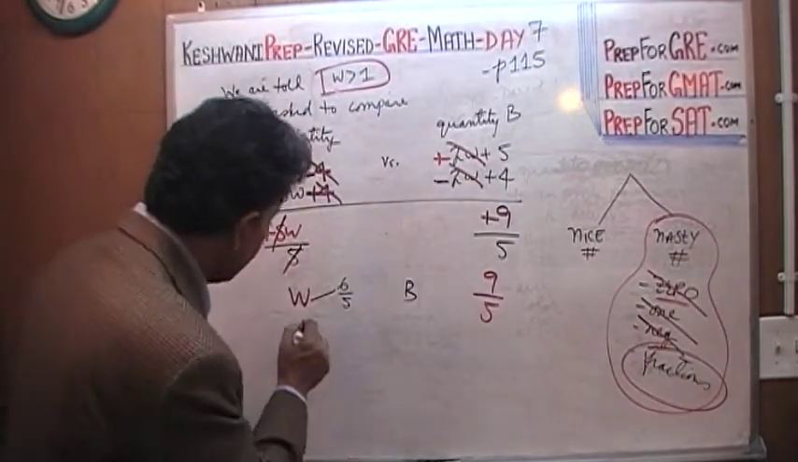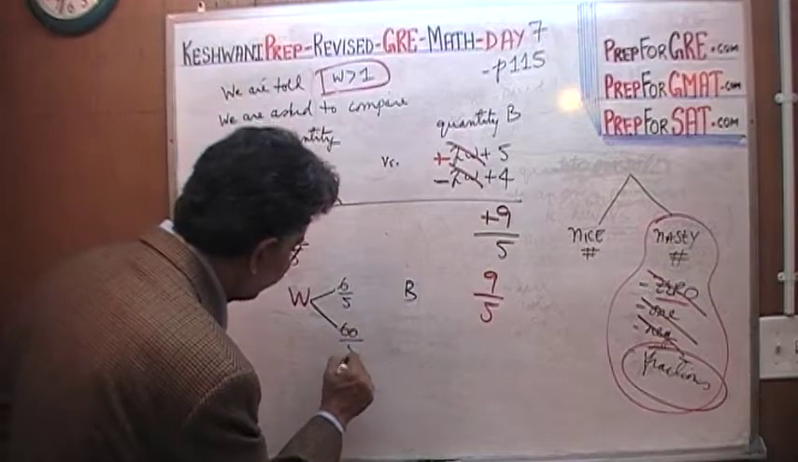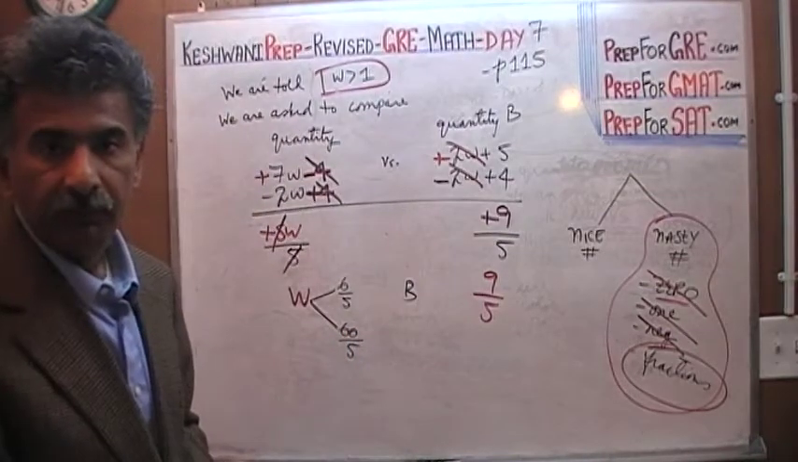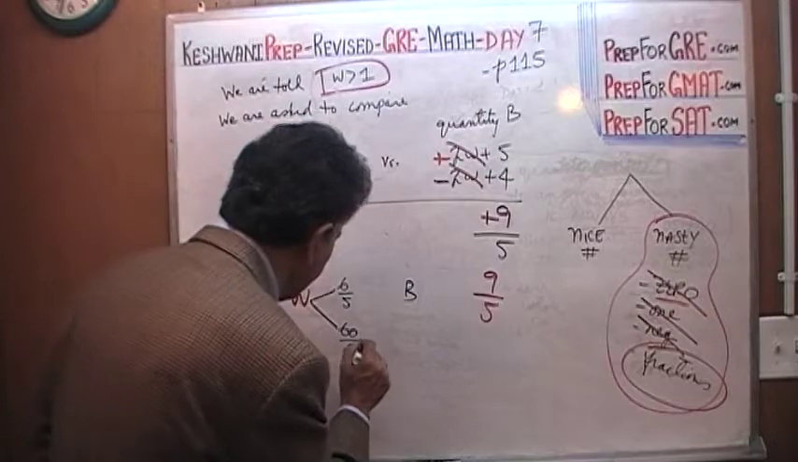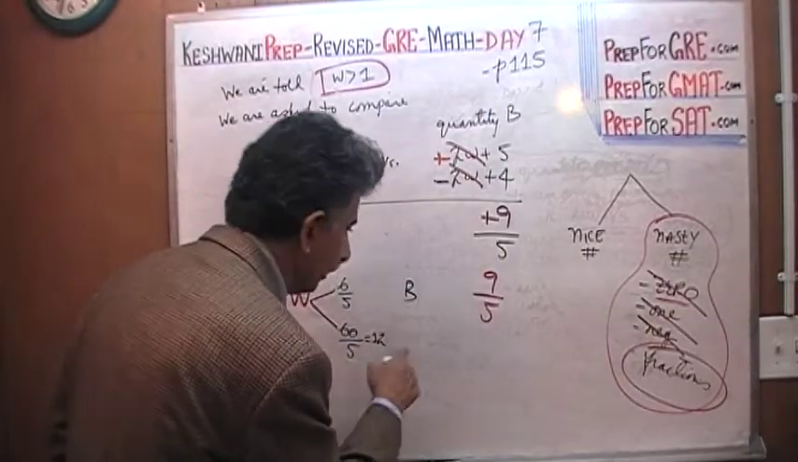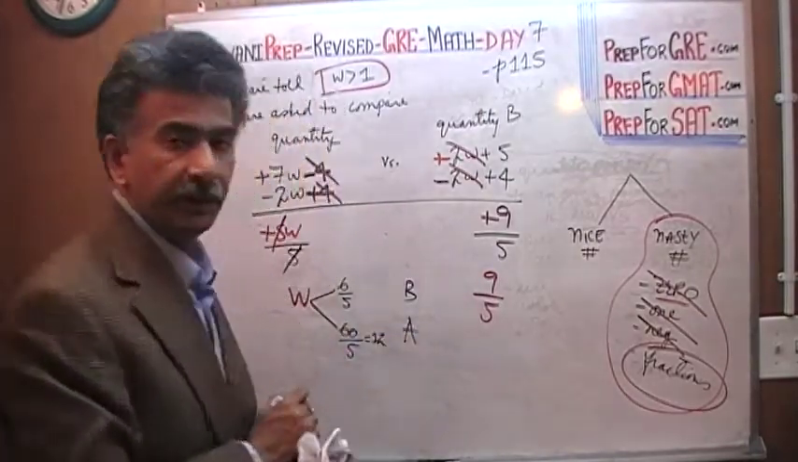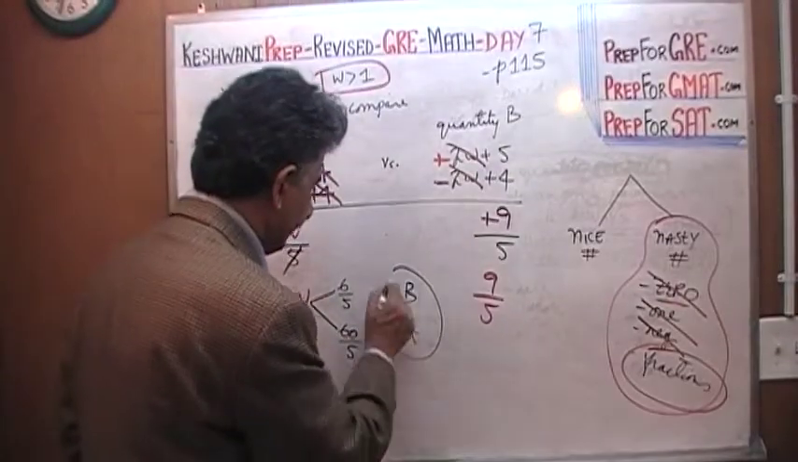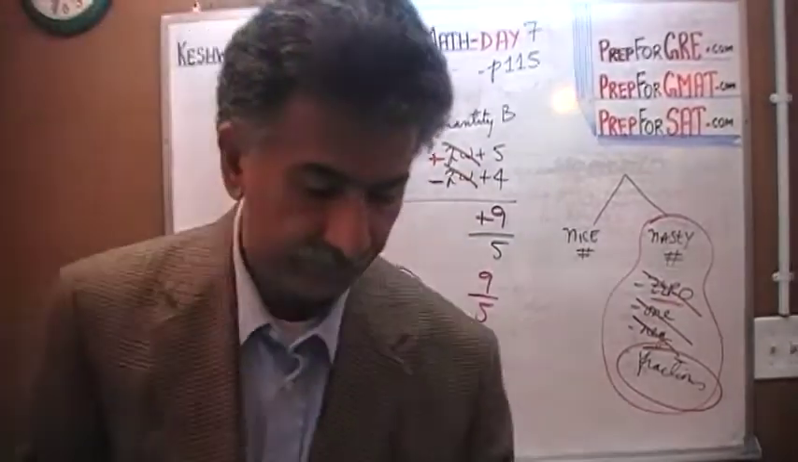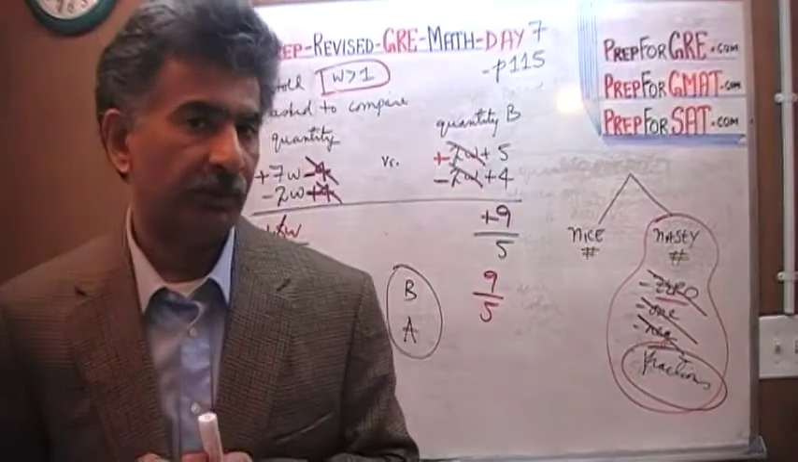But what if W happens to be 60 over 5? In which case the answer would be, 60 over 5 is 12, and of course 12 is more than 9 over 5, in which case the answer would be A. We have a conflicting answer here. All we know is that W is more than 1.